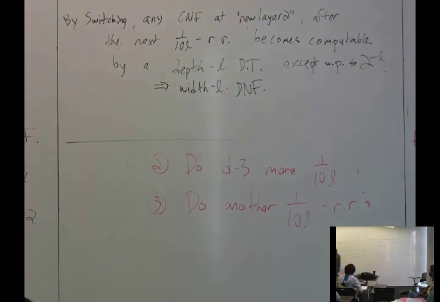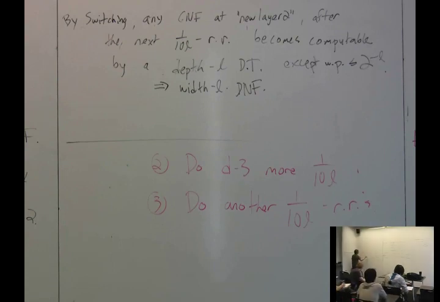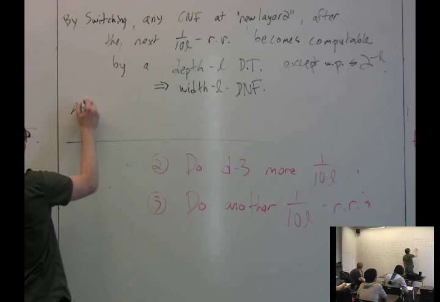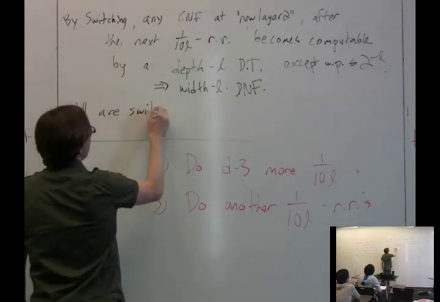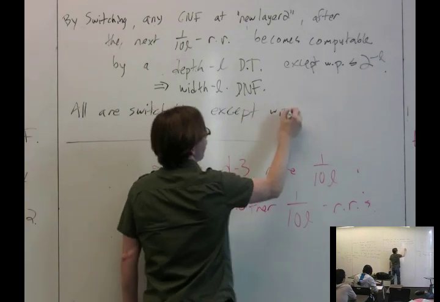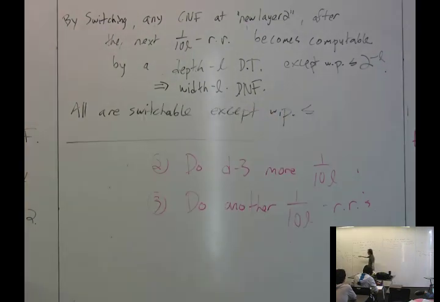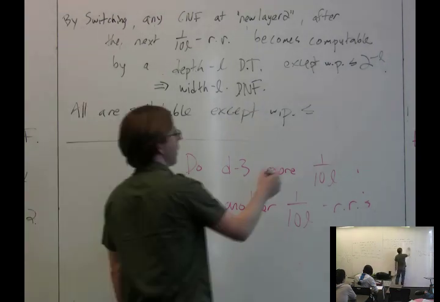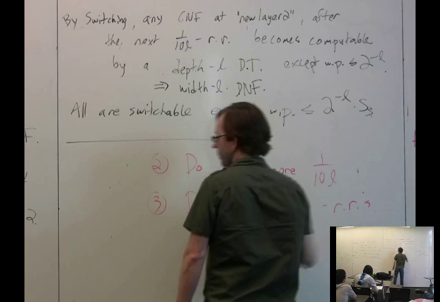Okay, so I'm going to switch this thing. With high probability under the random restriction, this whole thing becomes computable by a DNF, that's an OR of ANDs, again with width L. Okay, so all are switchable, except with probability at most the number of nodes in the new layer 2, which is the number of nodes in the original layer 3. So this is at most 2 to the minus L times S3.